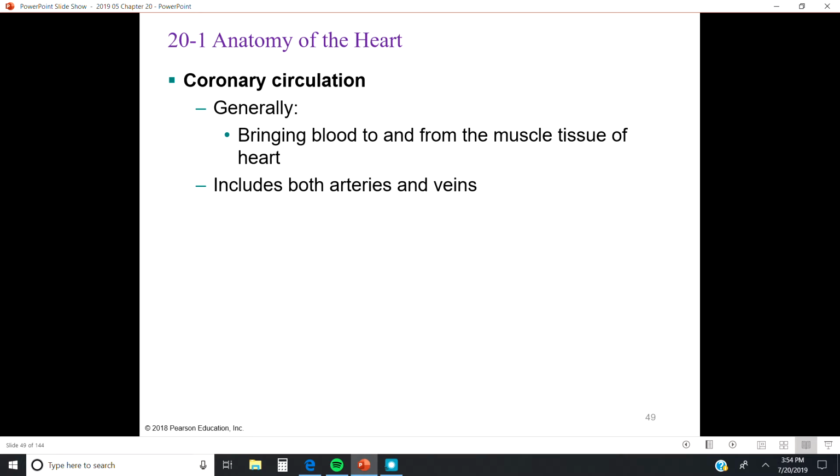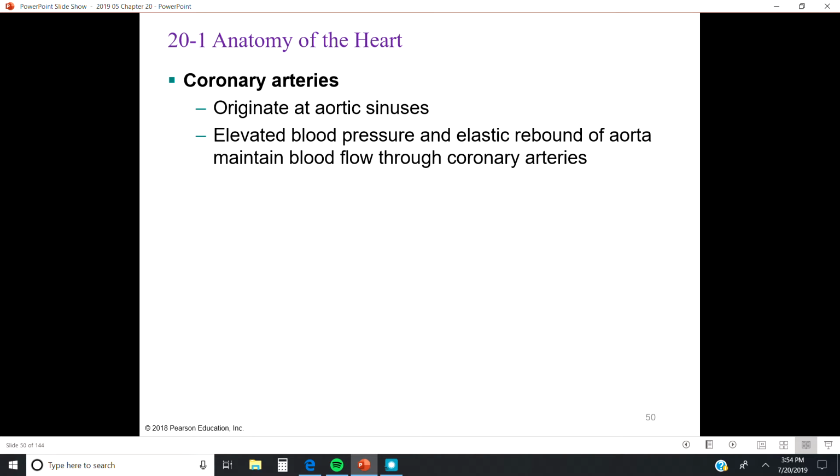the heart muscle. These are blood vessels that, if somebody had a blockage of these arteries, could theoretically cause chest pain or even a heart attack. So they are important arteries to know. Let's start with the coronary arteries first.